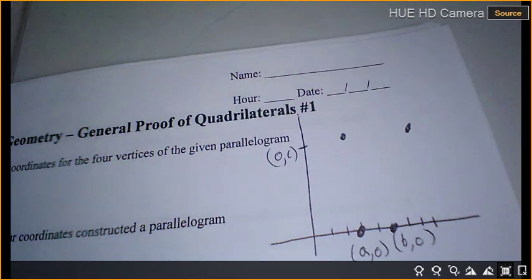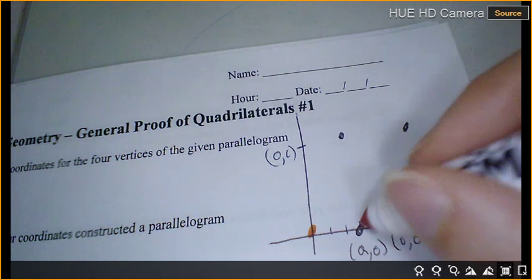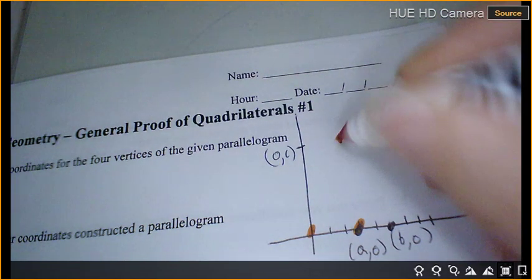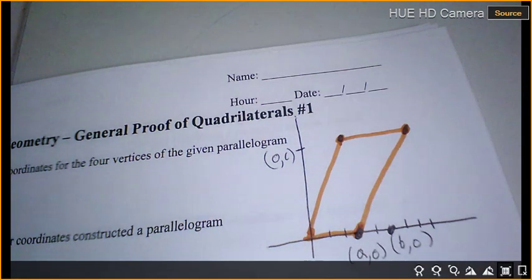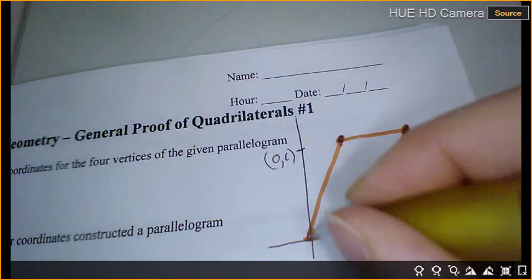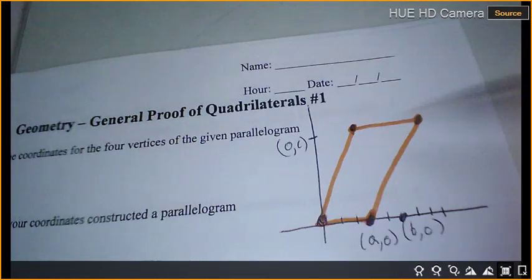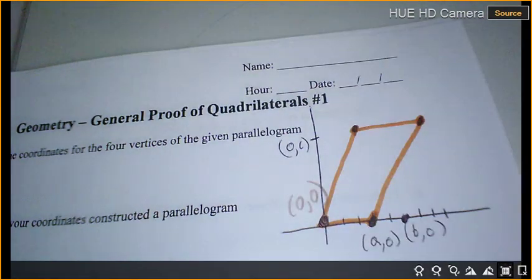So it's a messy looking parallelogram, but what I want you to see is where these points are. This point right here is at what? 0, 0. So I'm going to do this in a different color. So that's at 0, 0.